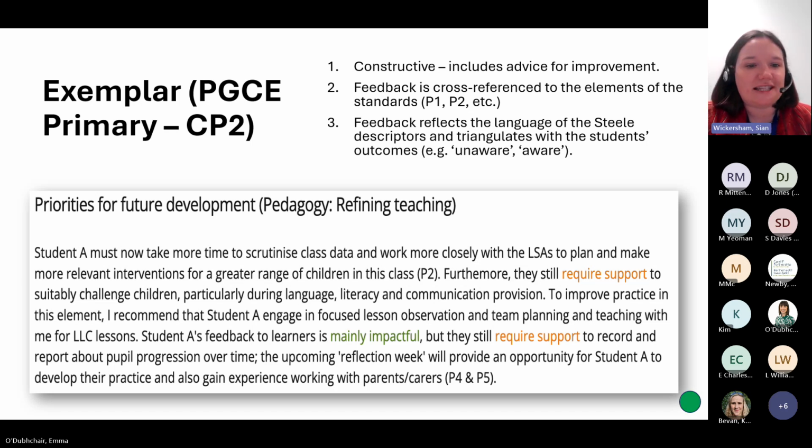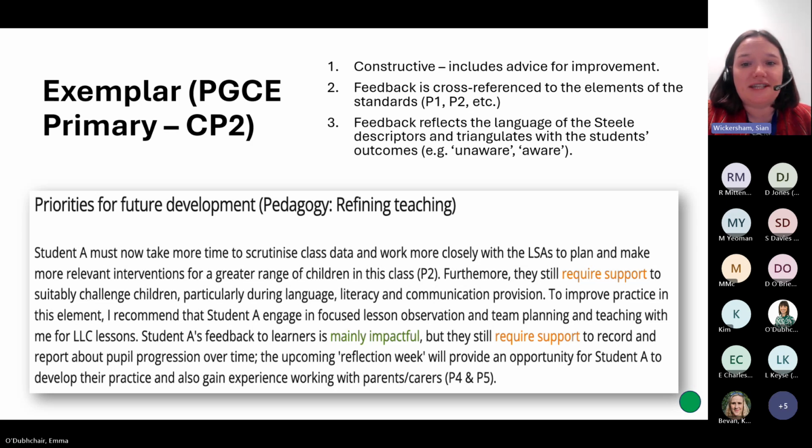So the student teacher can see, okay, if I take my time to plan more relevant interventions for a greater range of children in this class, I'm going to be hitting P2. If I gain experience working with parents and carers, that's going to support me with P4 and P5. And then that third point, again, keep reflecting the language of the skill descriptors and triangulating those with the student outcomes.